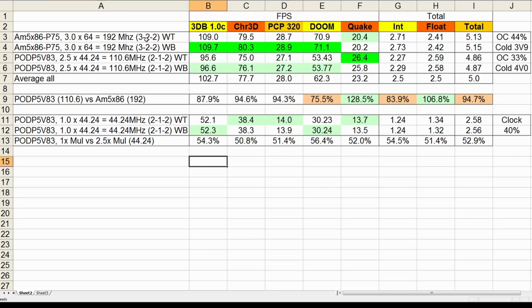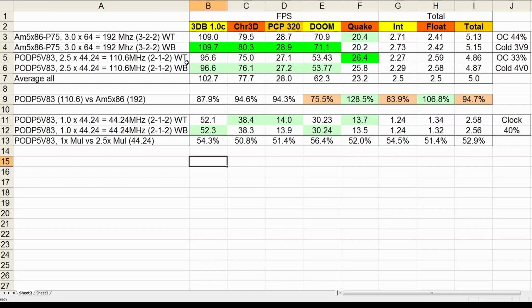So now here is the table with all the results. And the two first lines are from my previous video and the AM5X86. Yeah, at 192 MHz. That is basically an overclock of 44%. So then here we have the new measurements from the Pentium Overdrive at 110.6 MHz. That corresponds to a 33 MHz overclock. Yeah, this time I had to raise the voltage a little bit higher at around 4.1 volts.